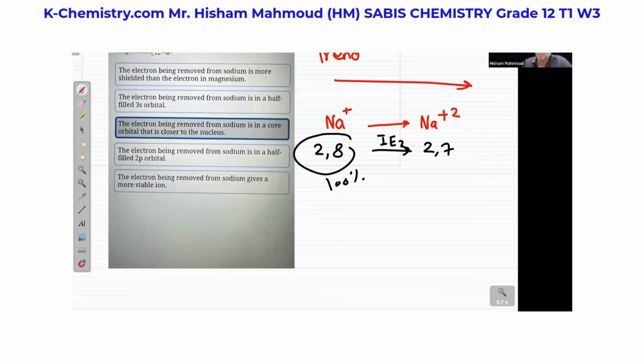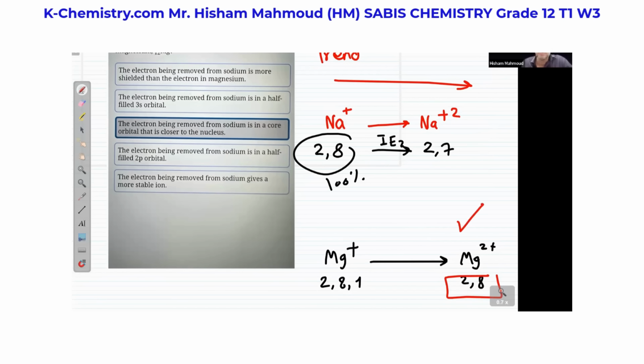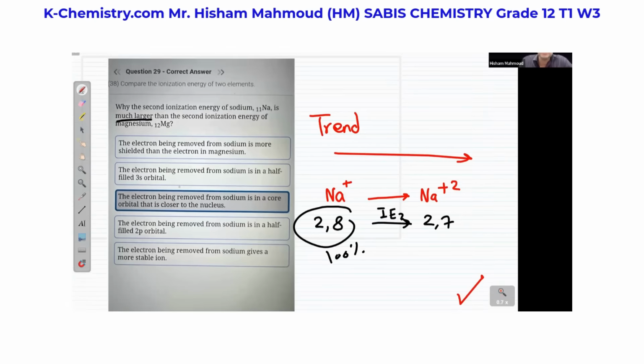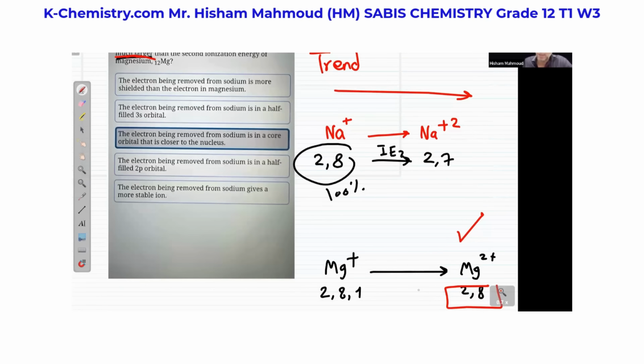While in magnesium, it makes sense, because if you change from magnesium+ into magnesium2+, you are changing from 2,8,1 into 2,8. And 2,8, of course, is much more stable because this is the electronic configuration of the noble gas. So that's perfect. That's why removing the second electron from sodium does not make sense, and that's why it's very big. But in magnesium, it makes sense. That's why it is smaller.